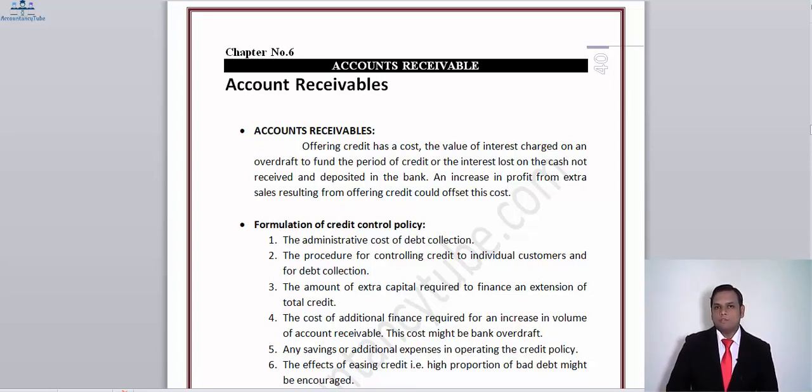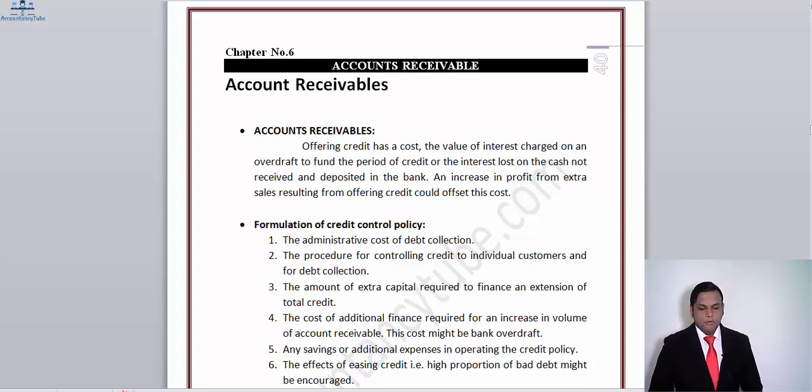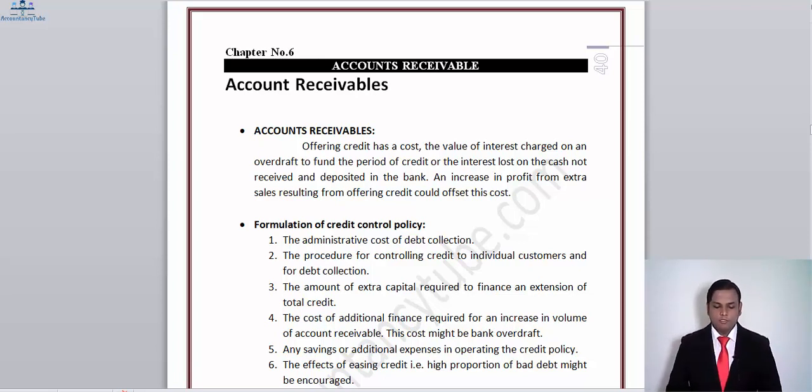When we talk about accounts receivable, we know it is shown in the current asset portion of the statement of financial position of any entity, and hence is part of working capital. Now let's read our description about accounts receivable.